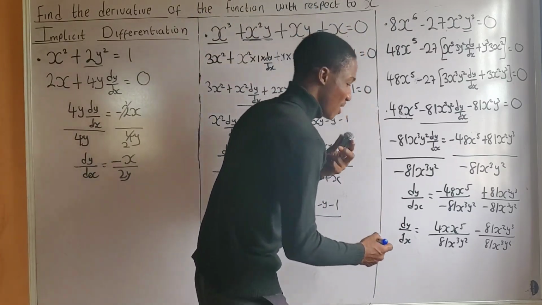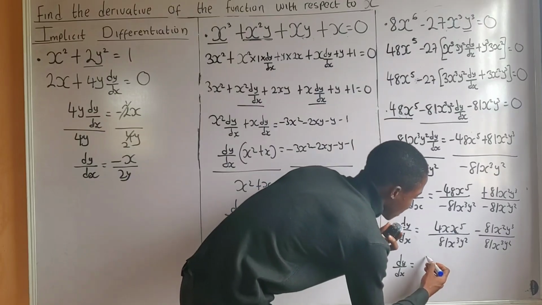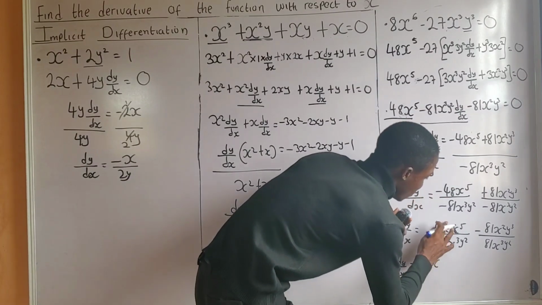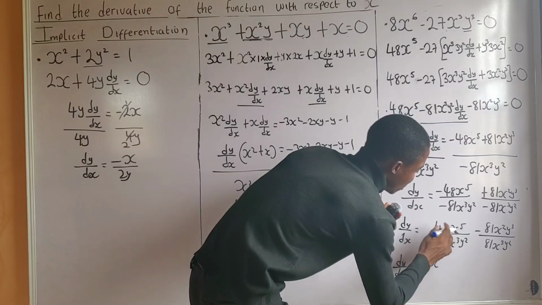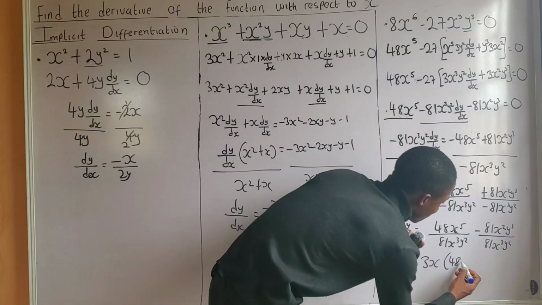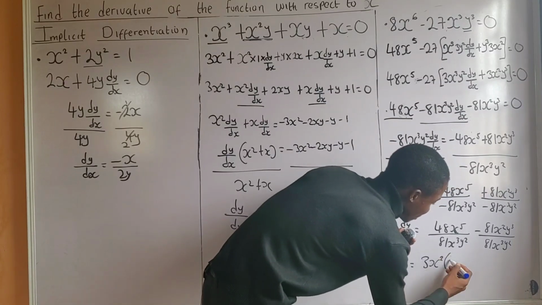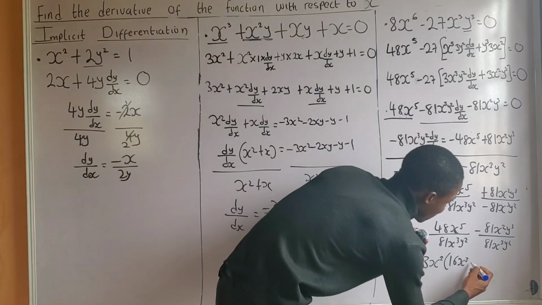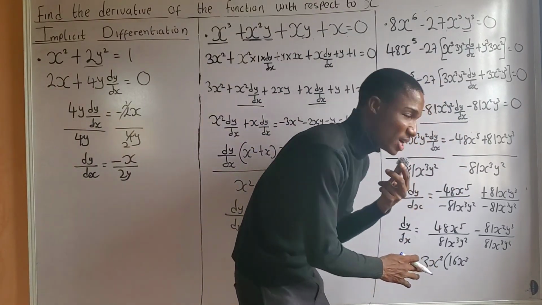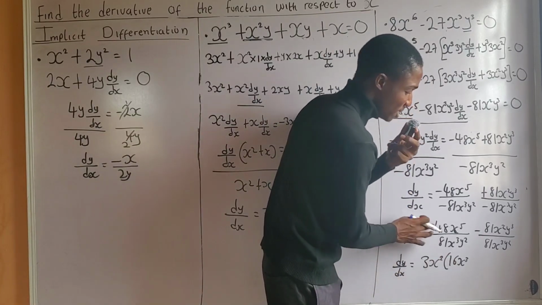Okay, now having gotten to this point, you can factorize. dy all over dx is equal to 3x squared multiplied by 48, or 16, sorry, 16x raised to the power of 3. Then, do you know what I did? I just factorized 3x squared at the numerator. I factorized 3x squared at the numerator. 3x squared times this will give me this.